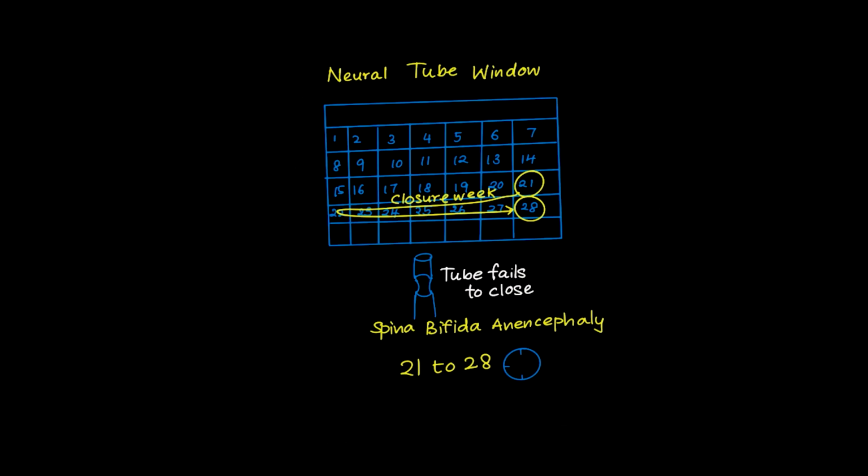Here's a D440 OA exam tip for you. When the question asks about the critical folate window, always look for day 21 to 28 or week 3 to 4. Quick recall hook: 21 to 28, the tube cannot wait.